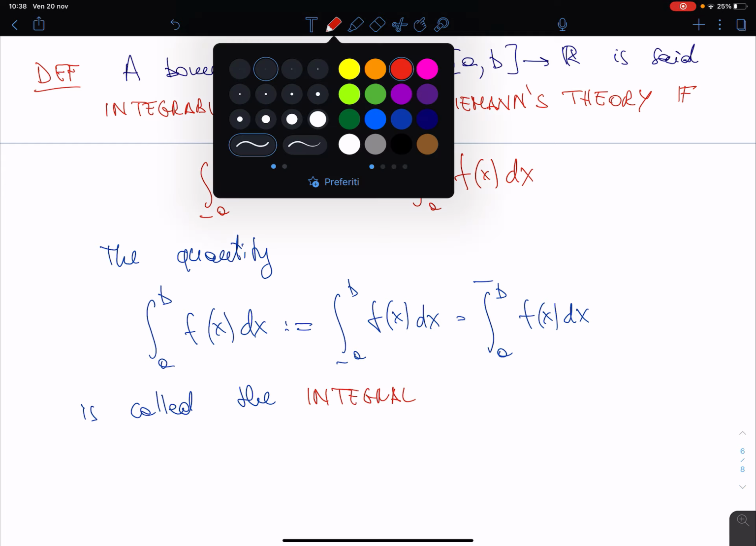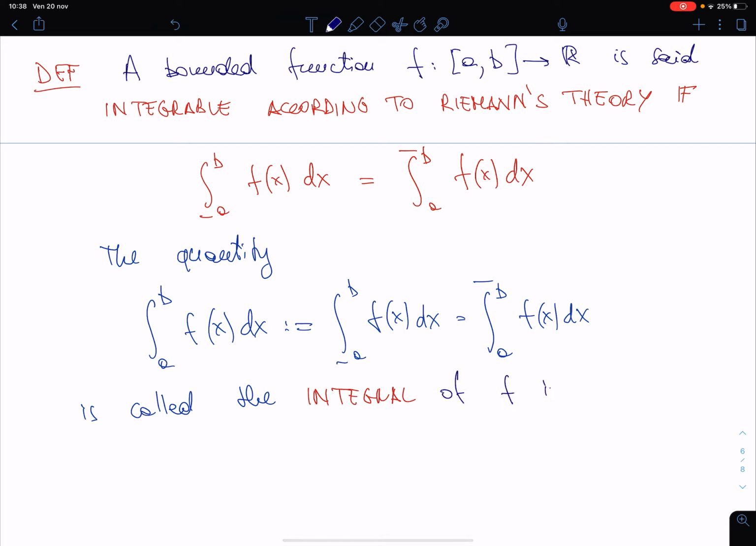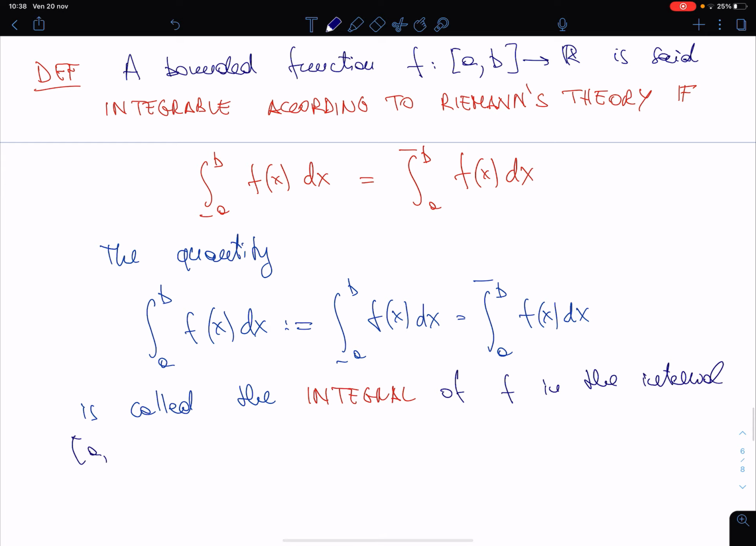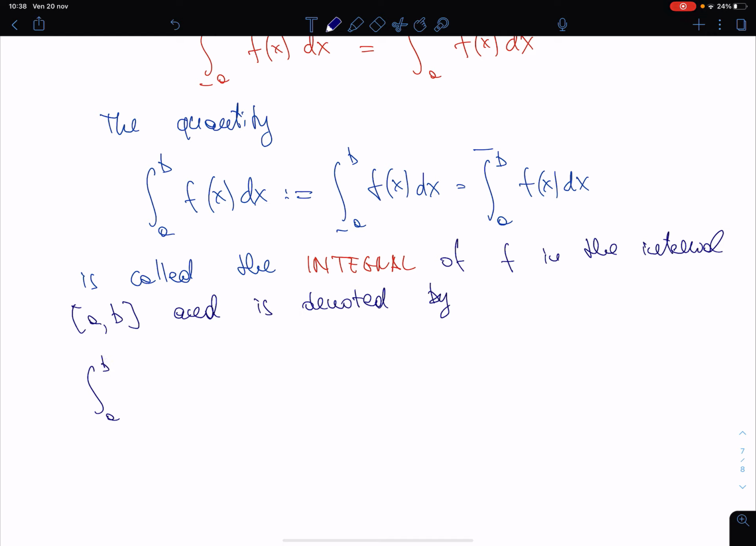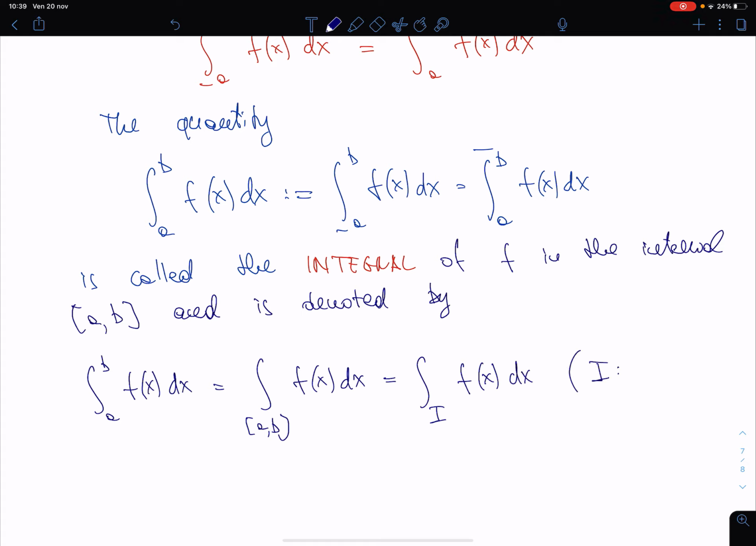Of the function f in the interval AB, and this is denoted by, as I already said, the integral between A and B of f of x dx. Sometimes the interval is put in the upper and lower side of the sign of integral, and sometimes you can also find this notation, integral over I of f of x dx, where you introduce the symbol I to denote the interval AB.